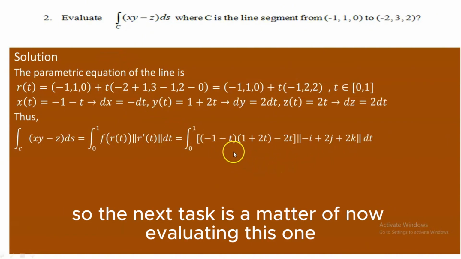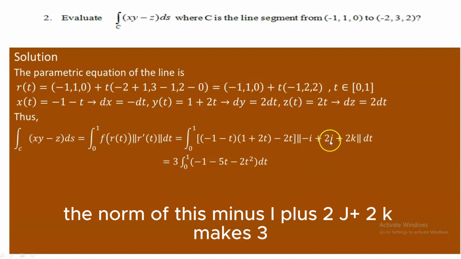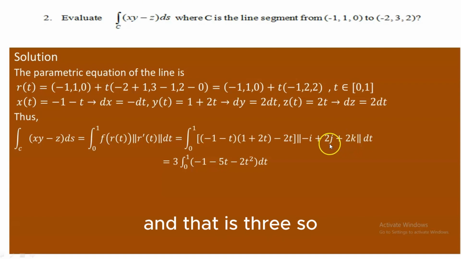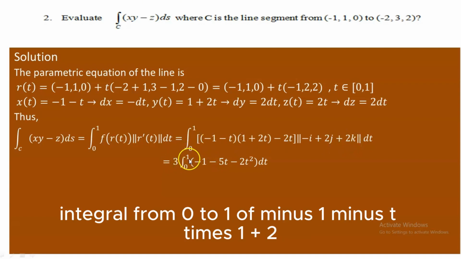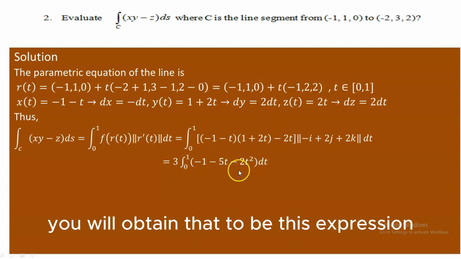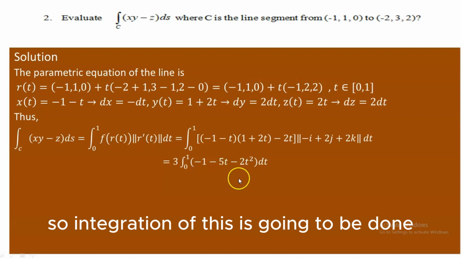So the next task is a matter of evaluating this one. The norm of minus i plus 2j plus 2k makes 3, because the square root of 1 plus 4 plus 4 makes radical 9, and that is 3. So the integral from 0 to 1 of minus 1 minus t times 1 plus 2t minus 2t, after simplifying, you will obtain this expression: minus 1 minus 5t minus 2t squared. So integration of this is going to be done one after the other.